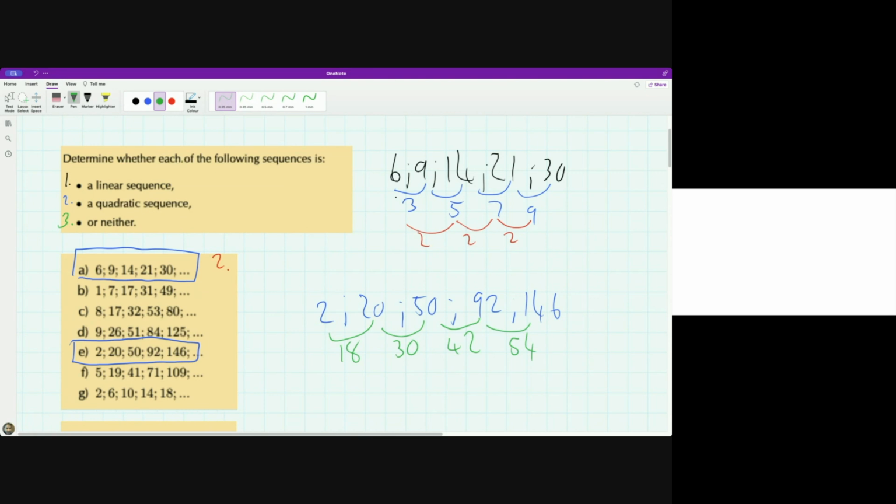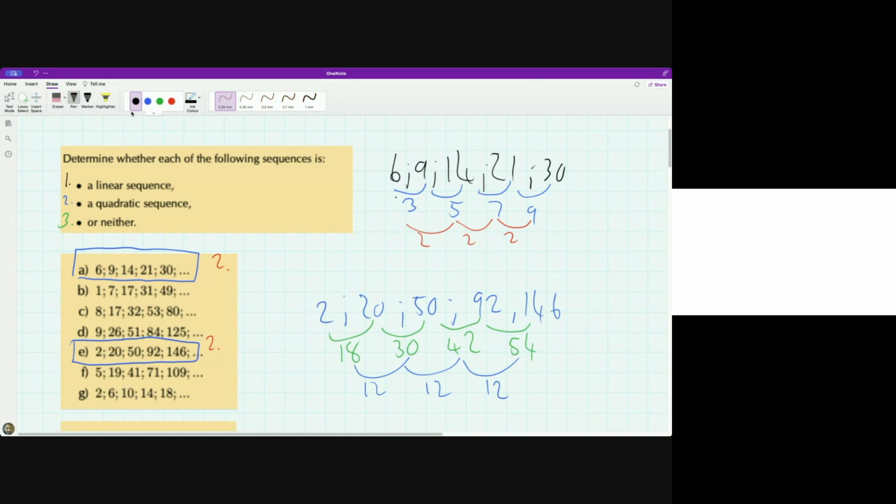Now, the first differences are not constant, but the second differences are constant. The difference between 54 and 42 is 12. Between this and this is 12. Because the second difference is constant, we would say that this is a quadratic. Thumbs up if you understand why this must be a quadratic number pattern. Thumbs down if you don't understand.